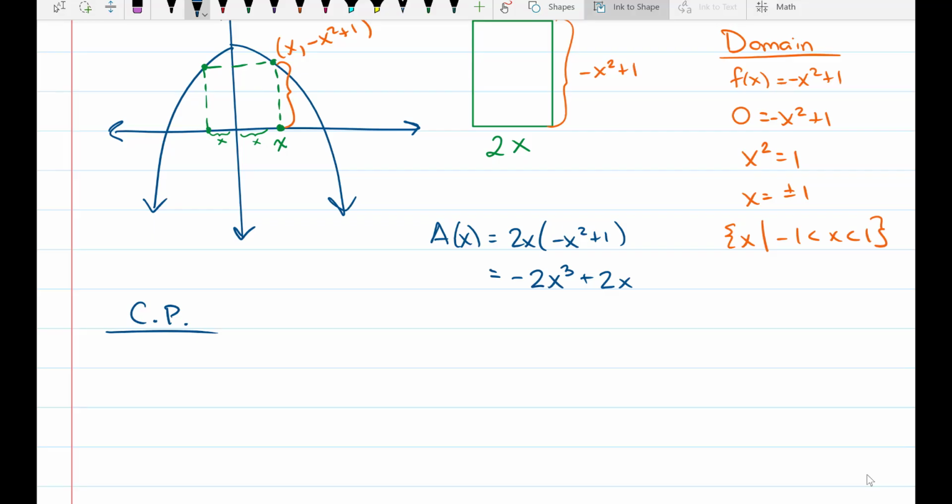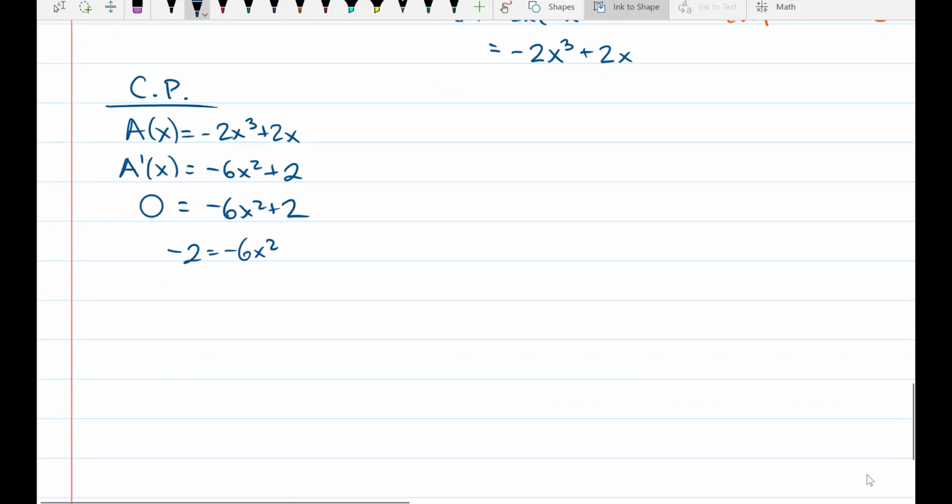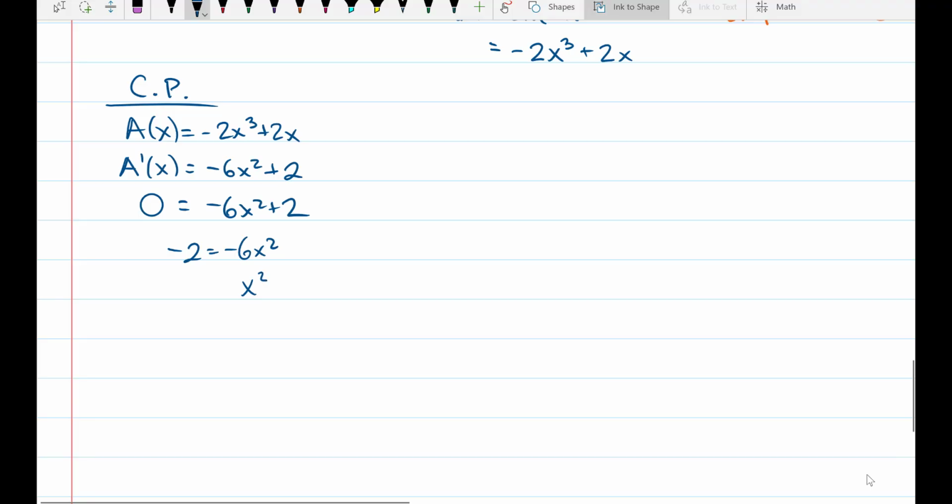We find our critical points by taking the area function, which is negative 2x cubed plus 2x, and taking the derivative. A prime of x is equal to negative 6x squared plus 2. You set that equal to 0 and solve. So you get negative 2 equals negative 6x squared. So you get x squared is equal to 1/3. So x is plus or minus radical 1/3.